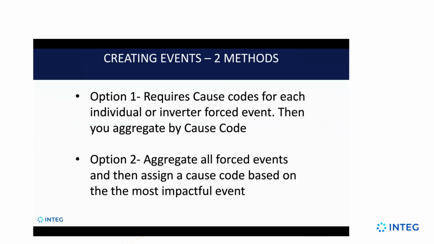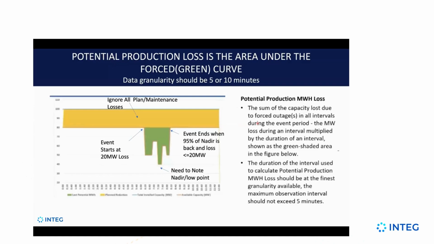The second thing is you're going to have to determine whether you're going to require cause codes for each individual unit, or you're just going to aggregate. For our purposes, when we're reporting, we just do the aggregate sum of everything, but we still get individual inverter level fault codes, and then we sum those up. Again, keep in mind that everything starts at a 20 megawatt loss, and this ignores planned maintenance losses. This should be a forced loss, and you're going to keep going.